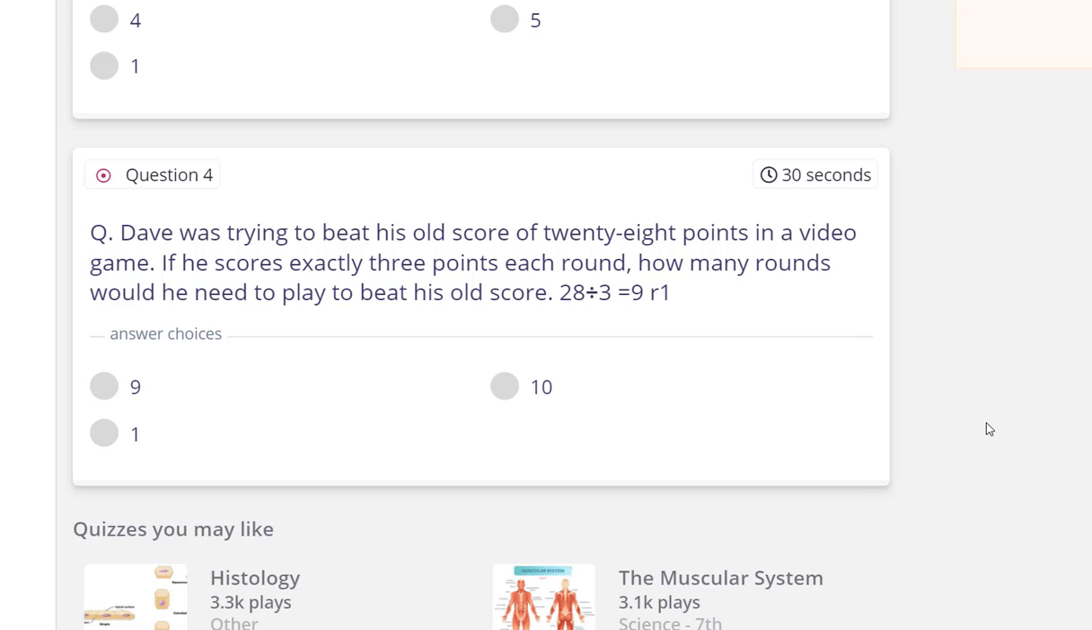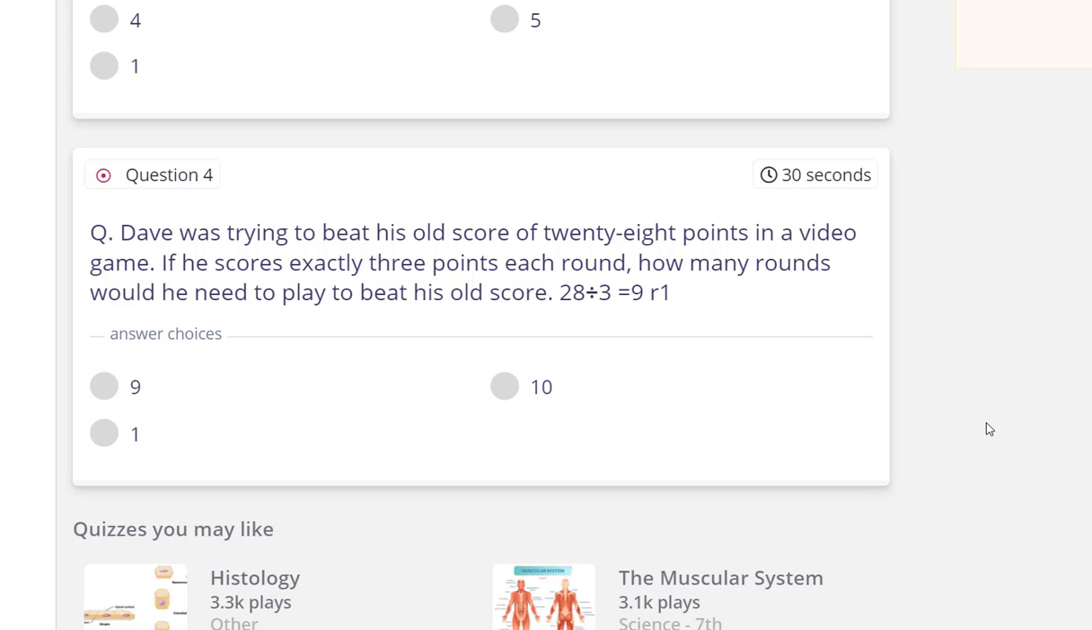Jad. Yes. Dave was trying to beat his old score of 28 points in a video game. If he scores exactly 3 points each round, how many rounds would he need to play to beat his old score? To do this, we should divide 28 by 3, and we will find that he needs 9 rounds, and we have 1 left over.